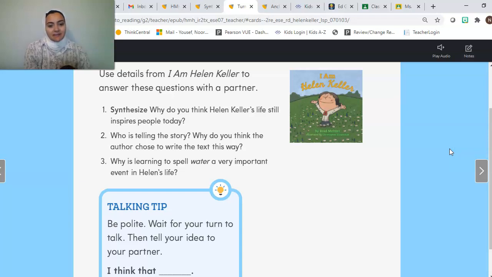Why is learning to spell water a very important event in Helen's life? In that picture, they showed us that she tried writing water so many times, and she tried and tried and tried, and she never gave up, right? It was a very important part of her life. All right, so because she overcame a really big challenge, it was challenging for her to understand.